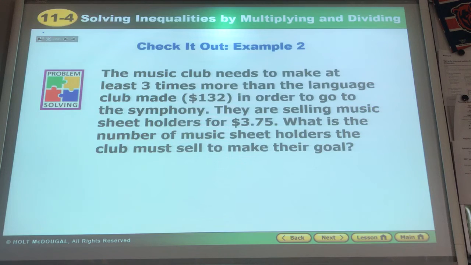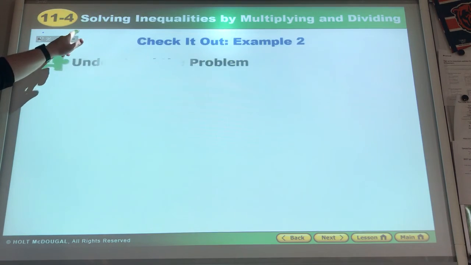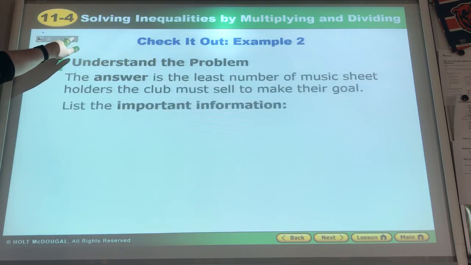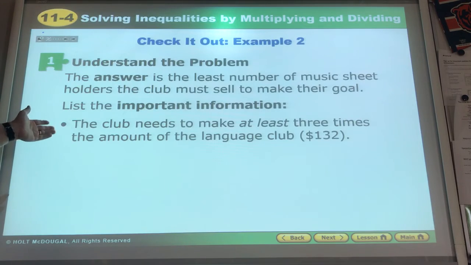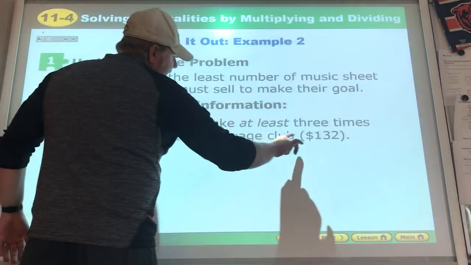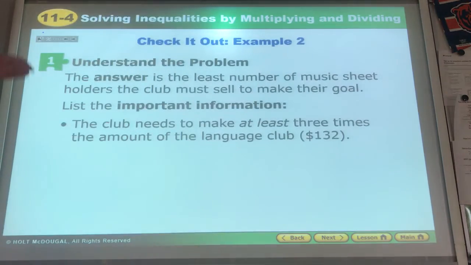All right. The music club needs to make at least 3 times more than the language club made, $132, in order to go to the symphony. They are selling music sheet holders for $3.75. What is the number of music sheet holders that the club must sell to make their goal? Let's look at the information. Understand the problem. The club needs to make at least 3 times the amount of the language club. The language club made that much, they need to make 3 times that much.